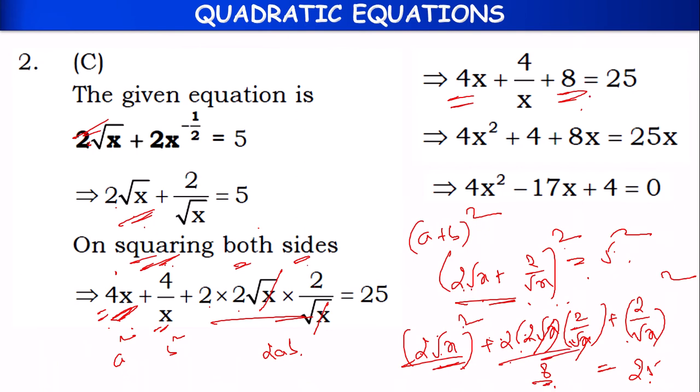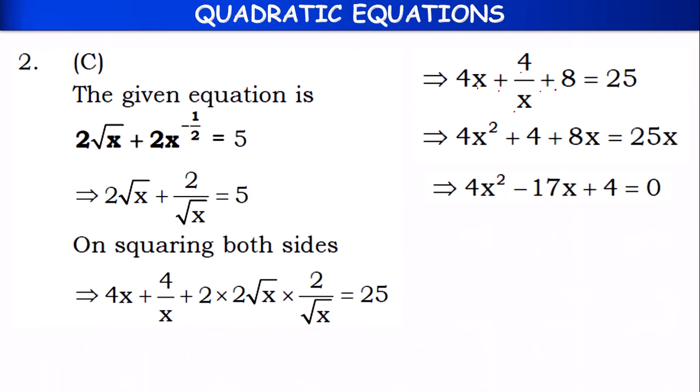This term is 8. And the next term is 2 by root x whole square. 2 square means 4. Root x whole square, square and root get cancelled, x will remain. So the three terms are 4x plus 4 by x plus 8 equal to 25. Let's take the LCM. LCM will be x. 4x into x, 4x square. x into 1, x. 1 into 4, 4. 8 into x, 8x equal to 25.